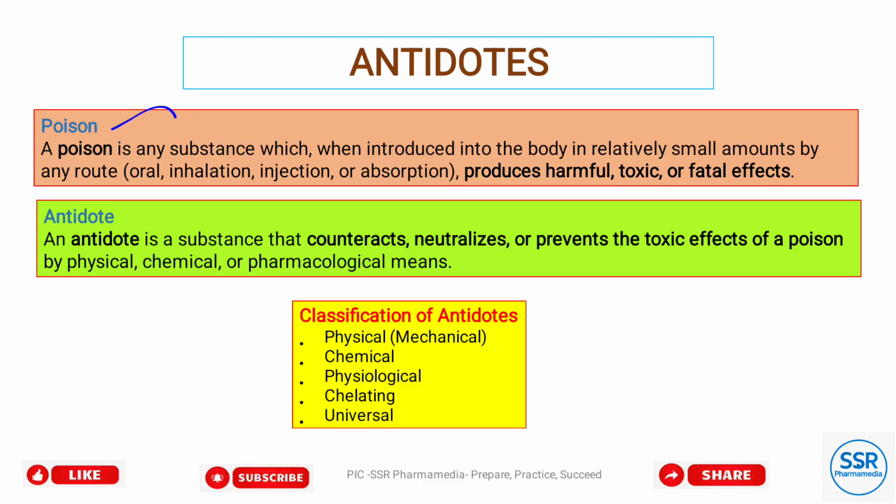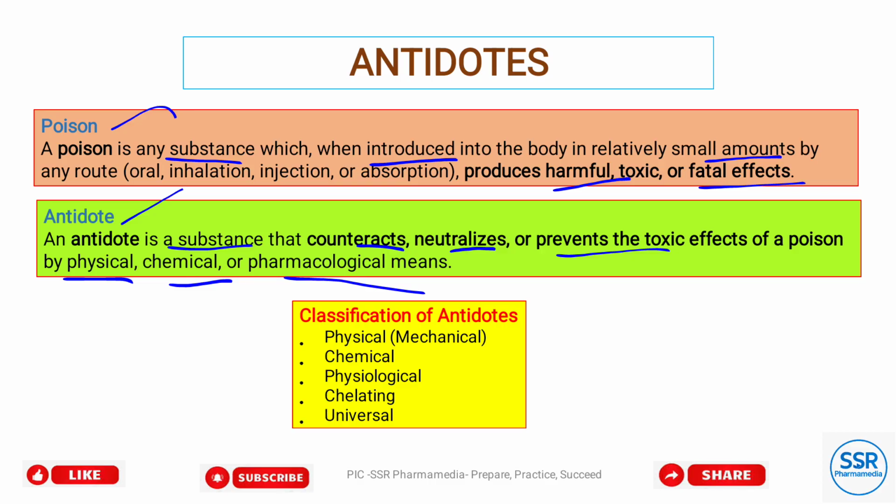So first, what is poison? A poison is any substance which, when introduced into the body in relatively small amounts by any route, oral, inhalation, injection or absorption, produces harmful, toxic or fatal effects. So it is called poison. An antidote is a substance that counteracts, neutralizes or prevents the toxic effect of a poison physiologically, chemically or pharmacologically. So it is called an antidote.